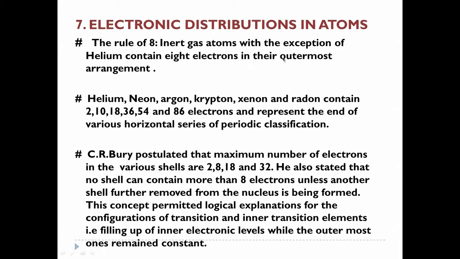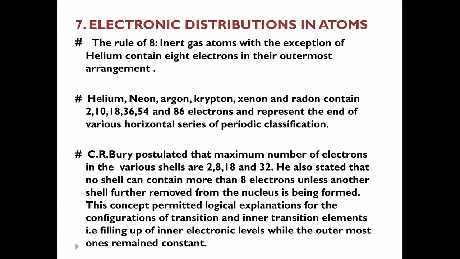In general, inert gas atoms, with the exception of helium, contain 8 electrons in their outermost orbit, and helium, neon, argon have 2, 10, 18, 36 and so on. I am teaching you high school chemistry again. They have so many electrons and represent the end of various horizontal series of the periodic classification. And then they said C.R.